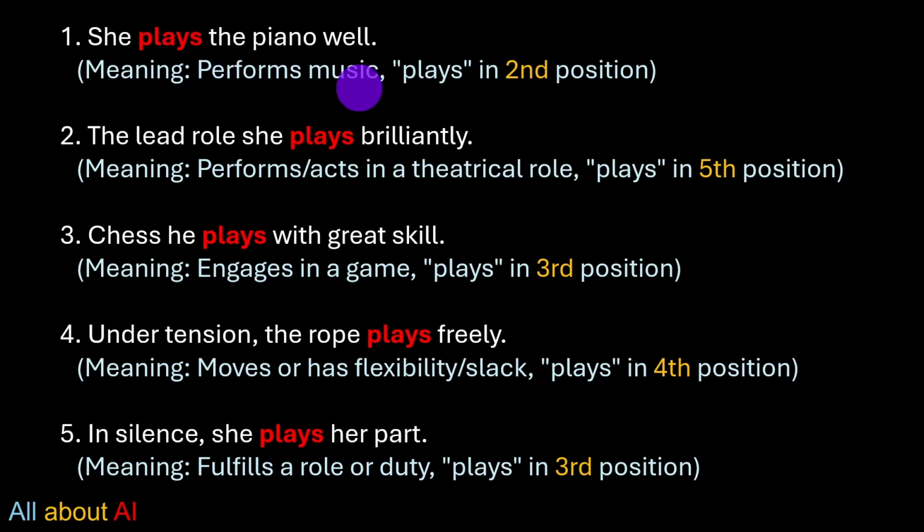First one, it is talking about music, performing music. Second one, it talks about performing or acting in a theatrical role. Third one is talking about playing a game. Fourth one about flexibility or moves. Fifth one is talking about role or duty. Again, you can see that the position of this word plays is different in each sentence. First one it was second, second one it was fifth, then third, fourth. So there are a lot of variations.